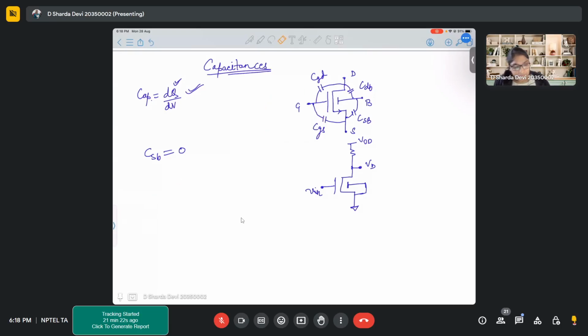So in this particular case, there is a capacitance CGD. There is a capacitance CGS. Another capacitance is CDB.